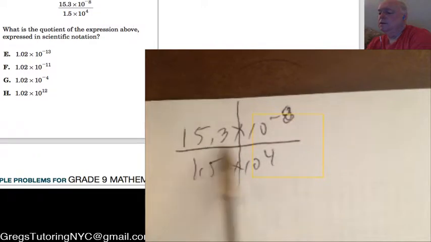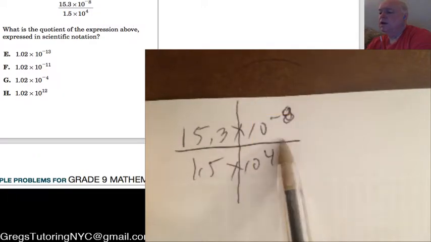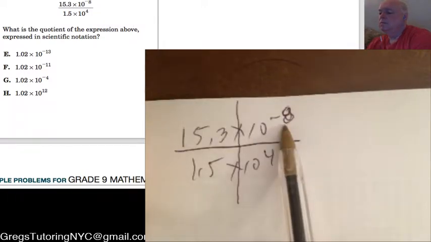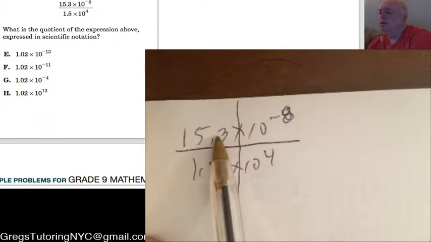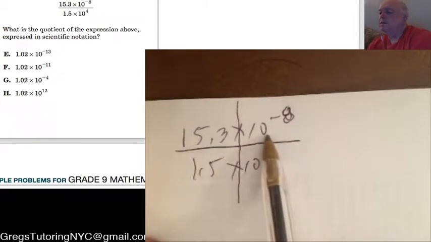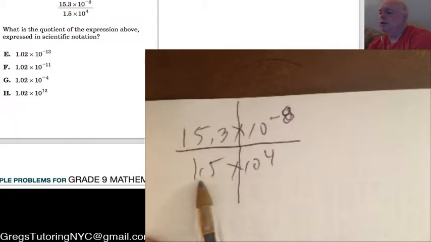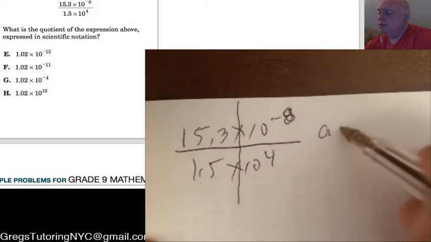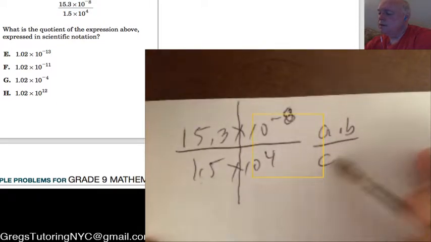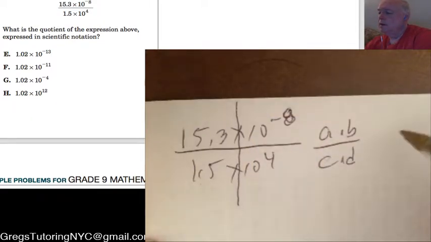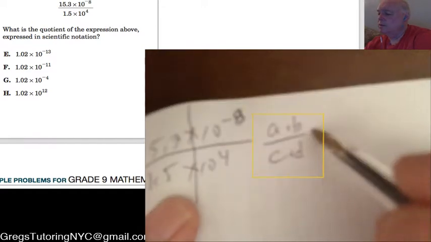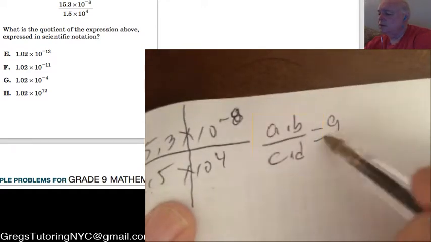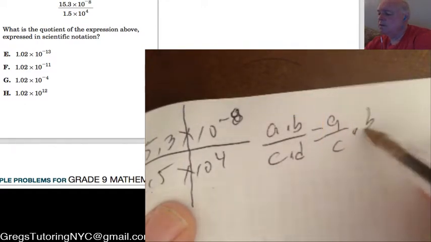We can consider this as a whole number, but it's scientific notation. So we can break these apart. We have 15.3 is one side of it, and the other side is 10 to the minus 8th. And this is 1.5, and this 10 to the 4th. So I like to look at this as A times B over C times D. And in normal mathematical situations, we can do this, A over C times B over D.